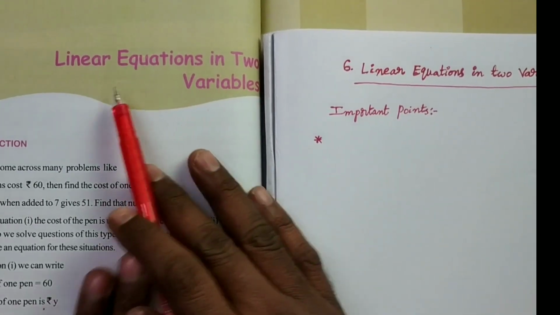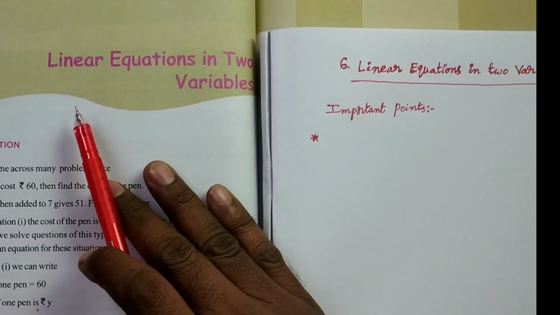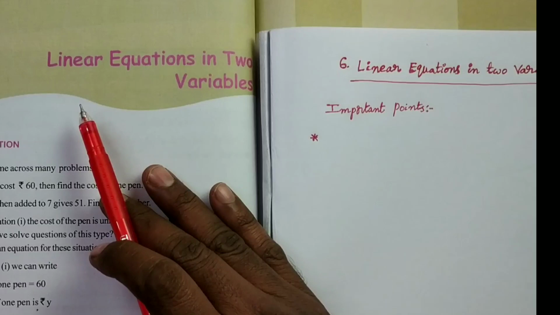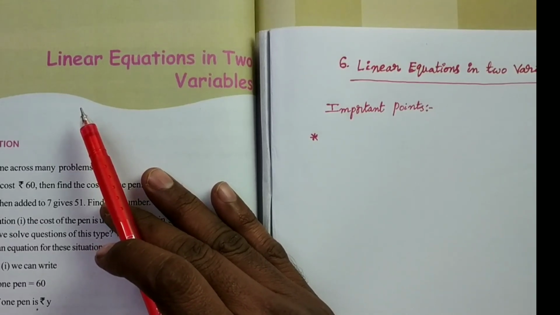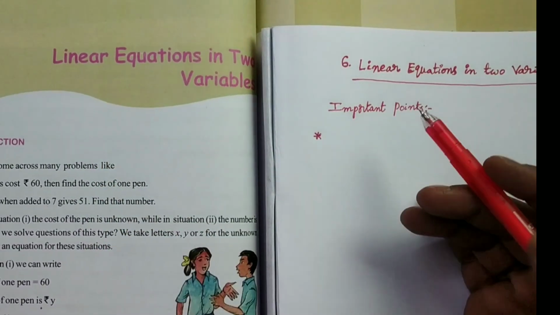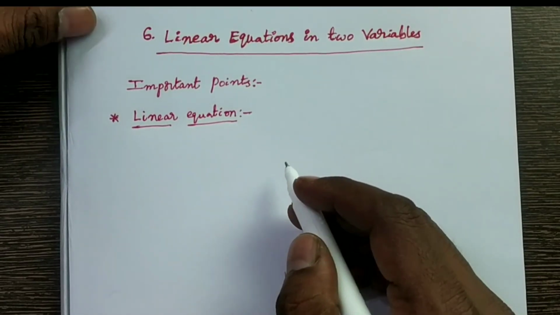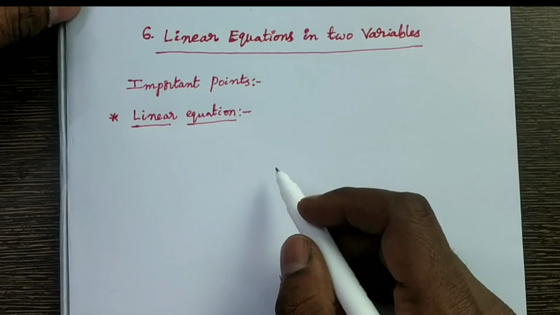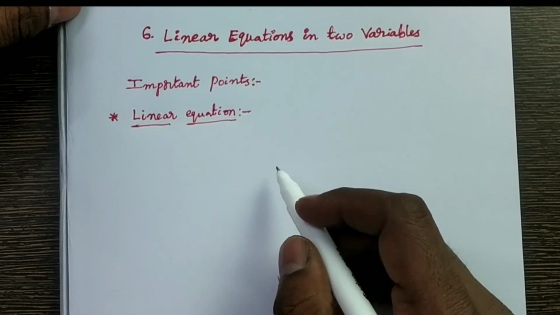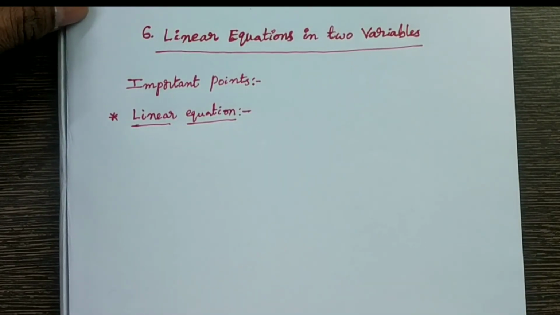Definition. Linear equation. What is meant by linear? A linear equation means an equation which is having degree 1. An equation which is having degree 1 is called a linear equation.